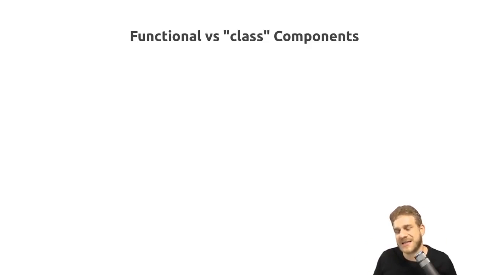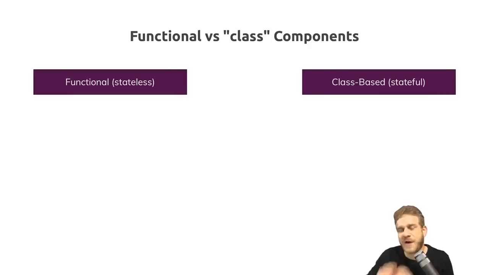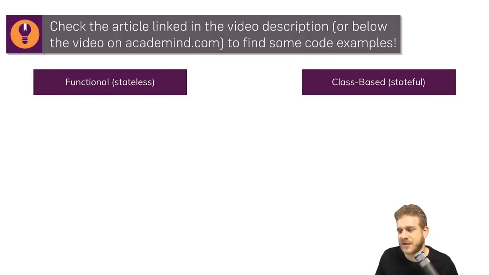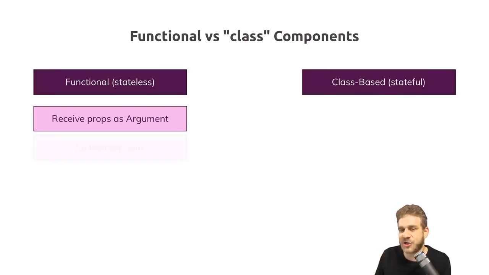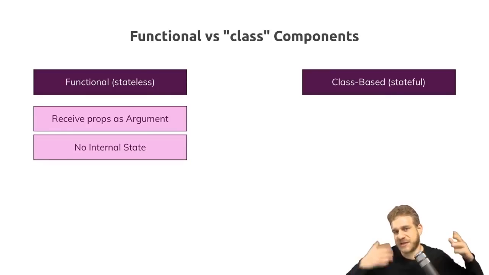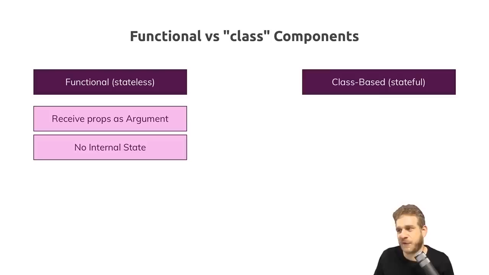Functional versus class-based components. Which one should you use in which circumstances? So, functional components, also referred to as stateless components, receive props as an argument and return some JSX. This is what they do. They create a component with this minimum setup. They don't manage any internal state. State, of course, is an important concept in React, you know that, but it's not relevant for functional components.